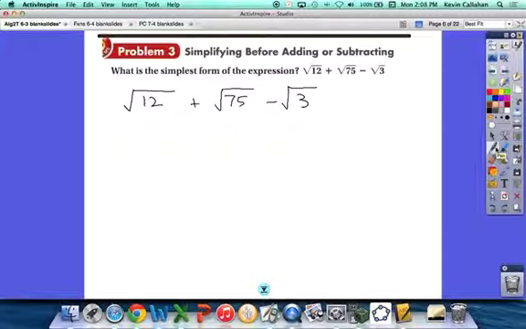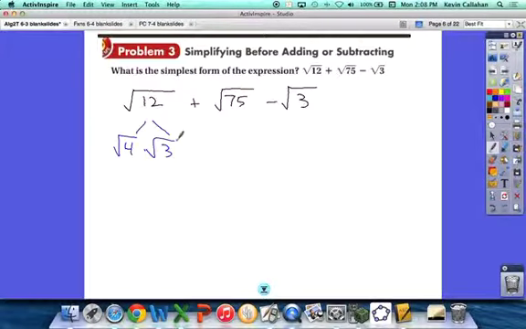For example, the square root of 12, simplify it. 12 is not a perfect square, but what is the factor of 12 that is a perfect square? 4, right? So we're going to write this as 4 times 3.